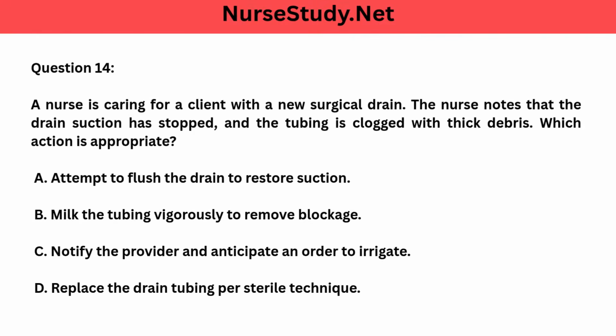Question 14. A nurse is caring for a client with a new surgical drain. The nurse notes that the drain suction has stopped and the tubing is clogged with thick debris. Which action is appropriate? A. Attempt to flush the drain to restore suction. B. Milk the tubing vigorously to remove blockage. C. Notify the provider and anticipate an order to irrigate. D. Replace the drain tubing per sterile technique.